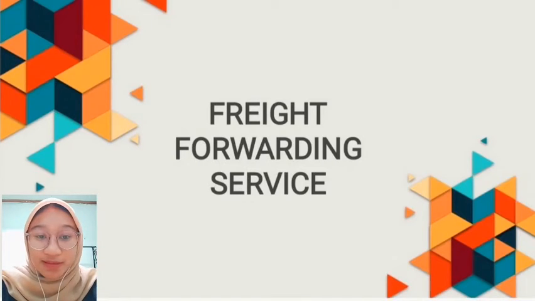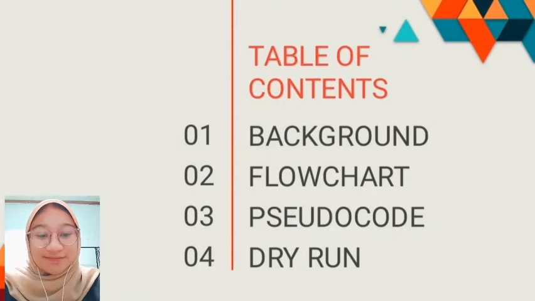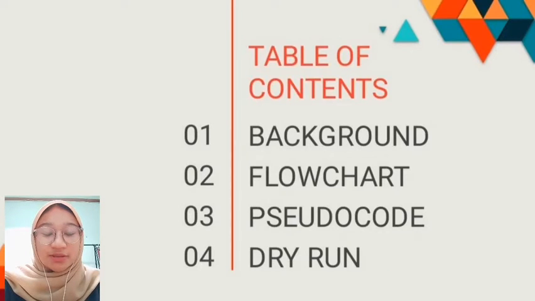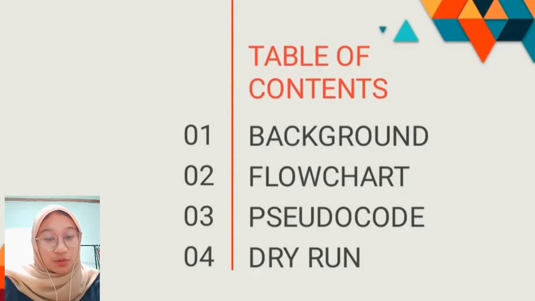We are from group 6 and today we will present our work on the topic of freight forwarding service. Before entering the material, let me read the table of contents. Table of contents: number 1 is background, 2 flowchart, 3 pseudocode, and 4 dry run.